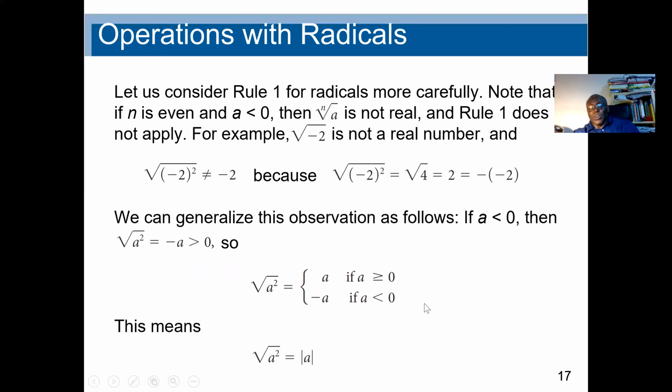Here also we can generalize this observation as follows. If a is less than 0, then the square root of a squared equals negative a, which is greater than 0. So the square root of a squared equals a only if a is greater than or equal to 0, or equals negative a if a is less than 0. This means the square root of a squared is what? Absolute value of a.